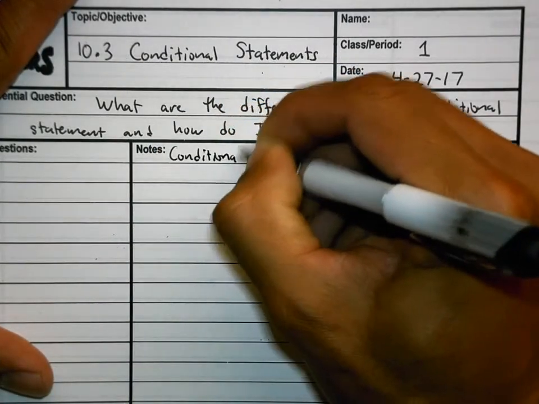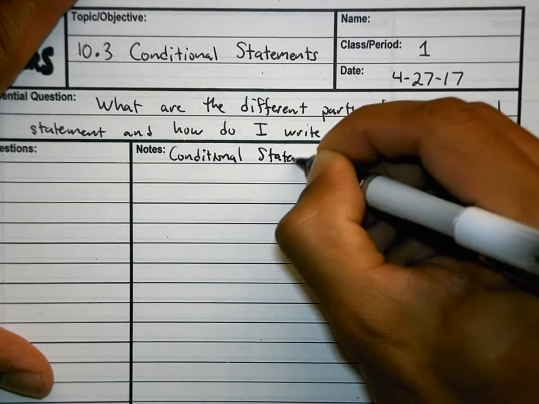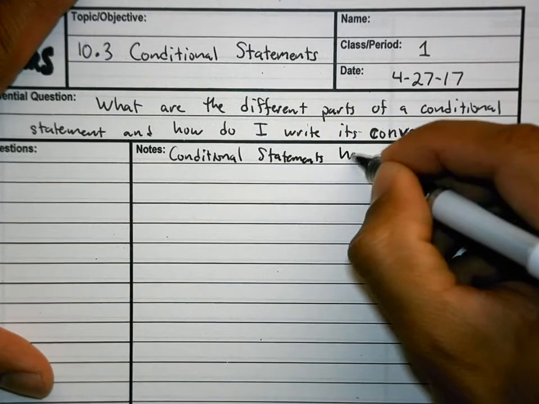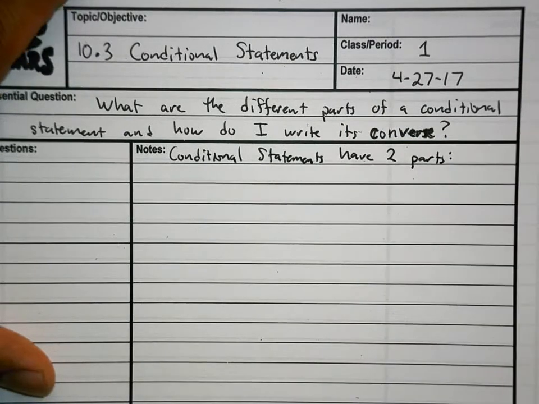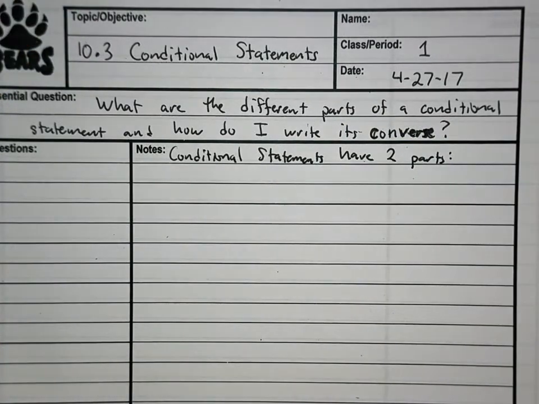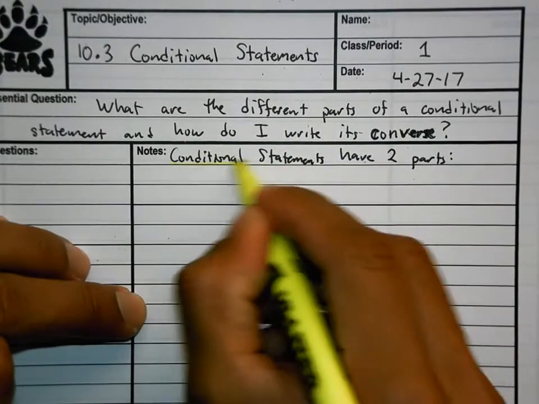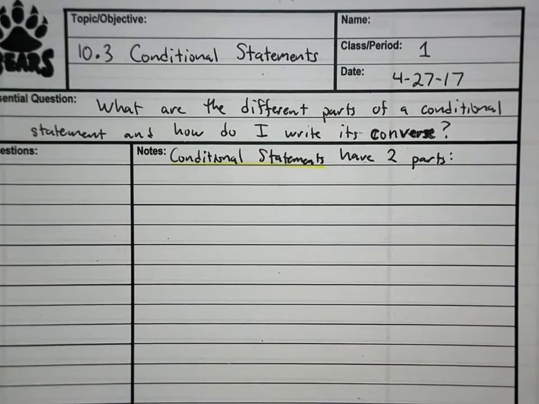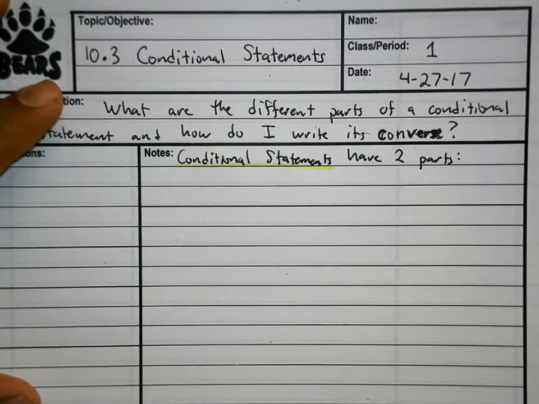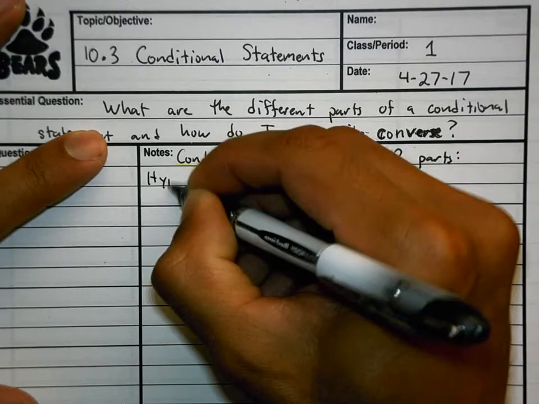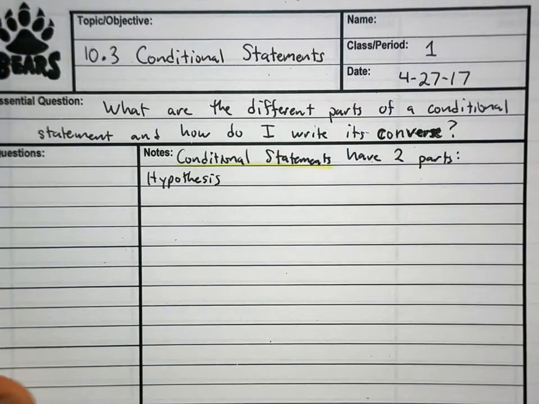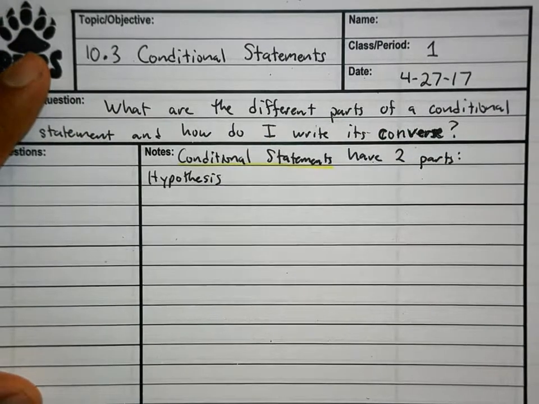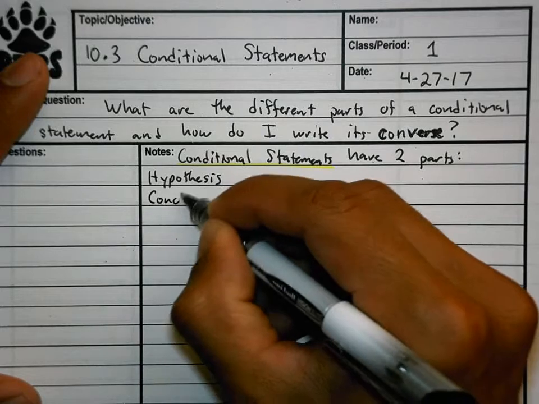Conditional statements have two parts. Part one is called the hypothesis. Part two is called the conclusion.